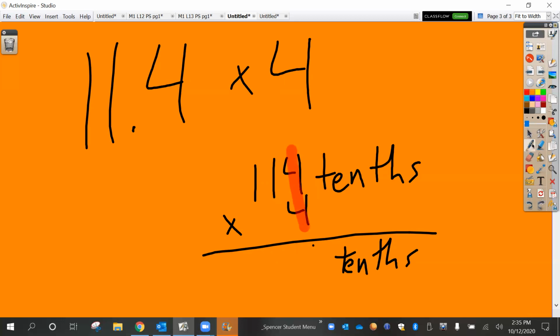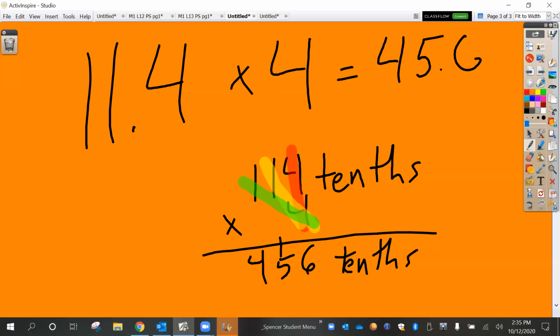Well, 4 times 4 is 16 ones. So I regroup. And then I have 4 times 110, which is 4 tenths, plus this 110 down here that I needed to regroup, which is 5 tenths. And then I got my last 4 times 1, and 4 times 100 is 400. So my answer is going to be 456 tenths. Now, if I visualize my place value chart and I shift those over, I can know exactly where my decimal is going to go, and it's 45 6/10.